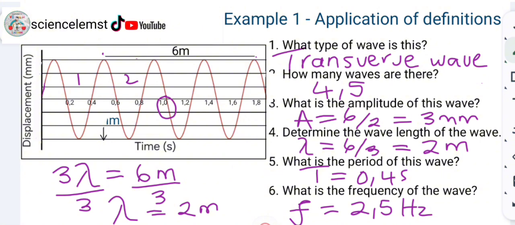So this is our first video, and we just used definitions to solve a question. In our next video, we'll be focusing on calculations: the formula for calculating period, the formula for calculating frequency, and the formula for calculating wave speed. Then we'll apply those in an example.